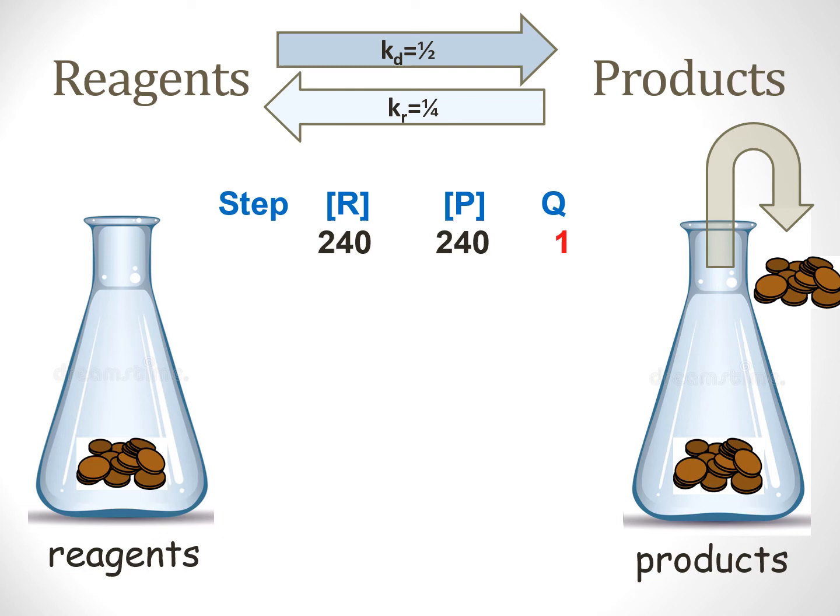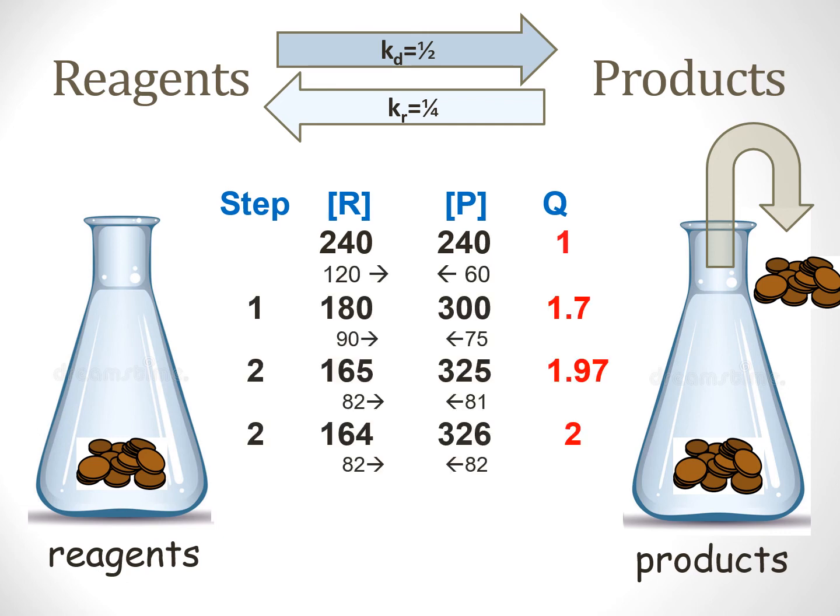So as a consequence of this taking away of the coins, the value of Q has dropped to 1 and is now too low, because let's say the steady state, the special, the nirvana value is 2. So what's going to happen is that I'm going to have a net movement, and at the first step you see that you would have 60 coins moving from reagents to products, so from left to right.